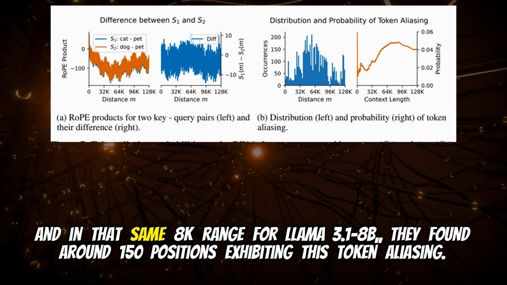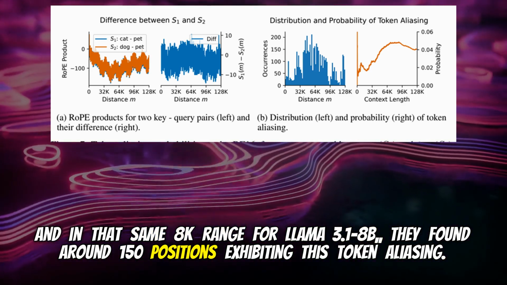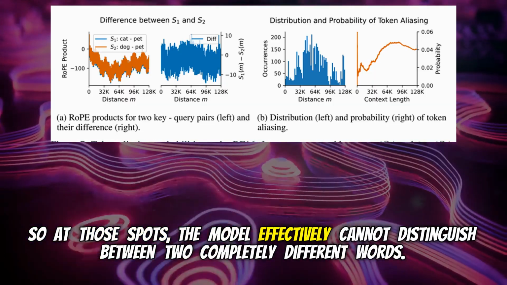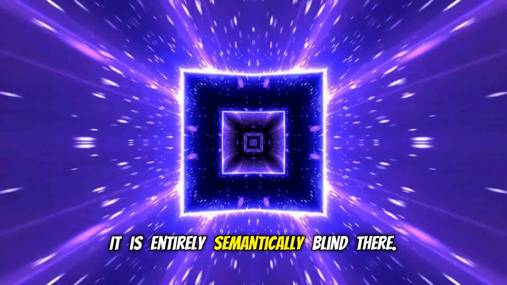Right. And in that same 8K range for Llama 3.1 8B, they found around 150 positions exhibiting this token aliasing. So at those spots, the model effectively cannot distinguish between two completely different words. It is entirely semantically blind there.